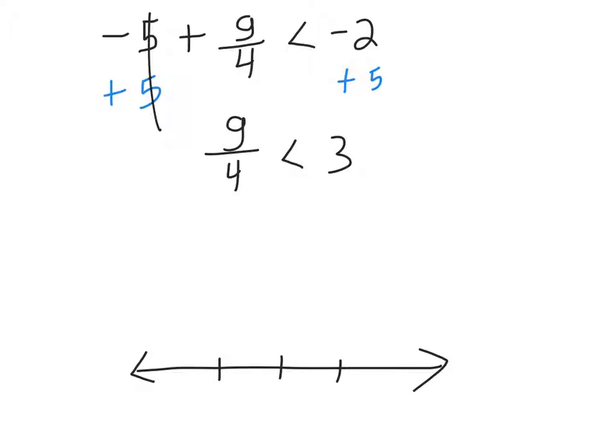Now I'm dividing by 4. How do I undo divide by 4? I multiply by 4 on both sides. The 4's cancel. And you're left with G is less than 12.